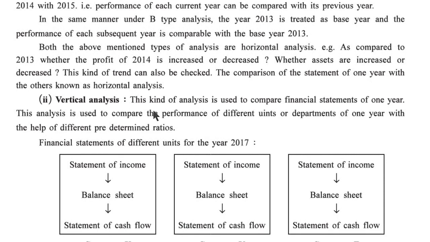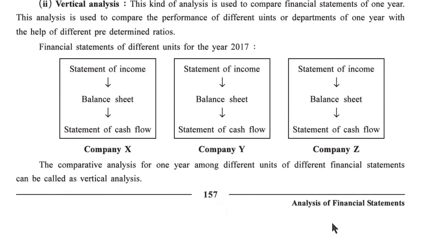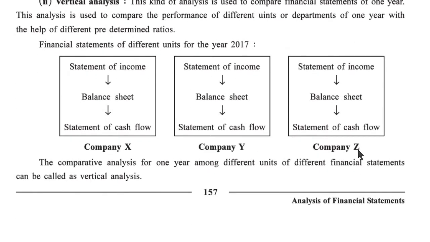Now, vertical analysis. This kind of analysis is used to compare financial statements of one year. It is used to compare the performance of different units or departments of one year with the help of different predetermined ratios. Consider the financial statements of different units for the year 2017: statement of income, balance sheet, statement of cash flow, for Company X, Y and Z. The comparative analysis for one year among different units of different financial statements can be called vertical analysis.